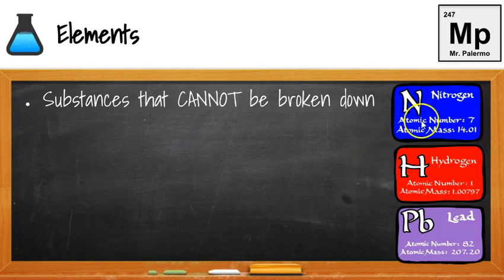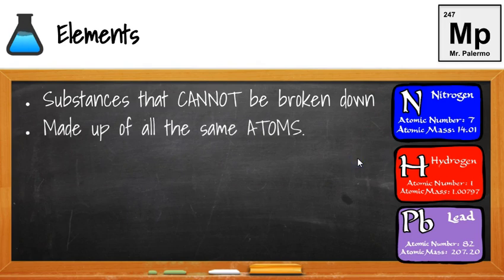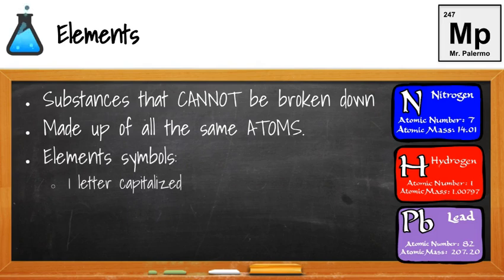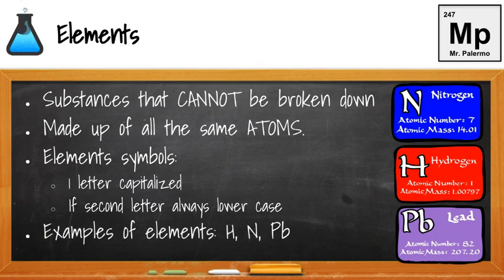So when you have an element like nitrogen or hydrogen or lead, let's look at, say, nitrogen first. If I have a sample of nitrogen and it's an element, that means the whole sample is made up of all the same types of atoms, which are nitrogen atoms. There are no other atoms present in that sample. Element symbols: we have one capital letter like N or H, and if there's more than one letter, the second letter is always going to be lowercase. And again, some examples are hydrogen, nitrogen, and lead.